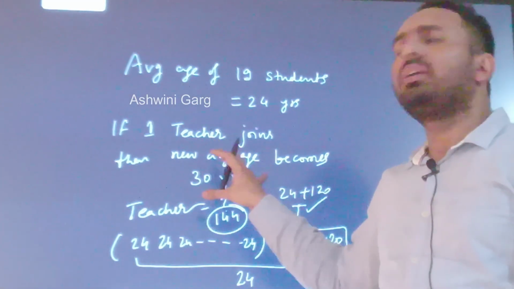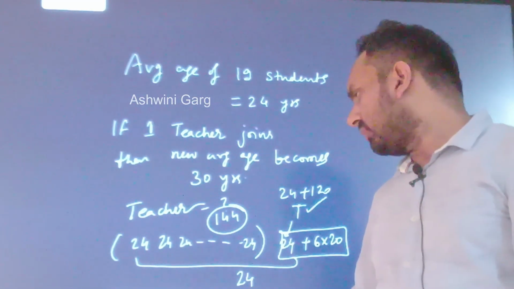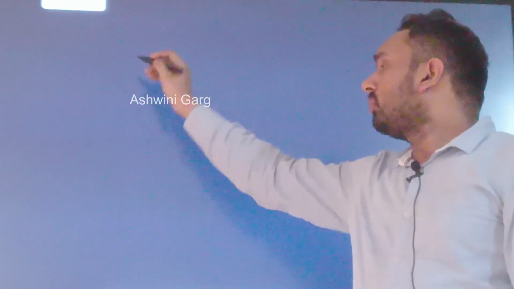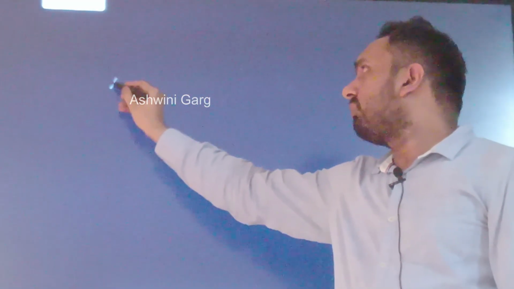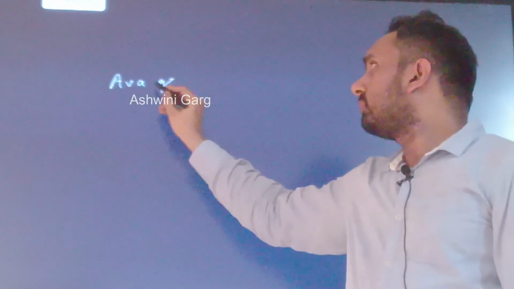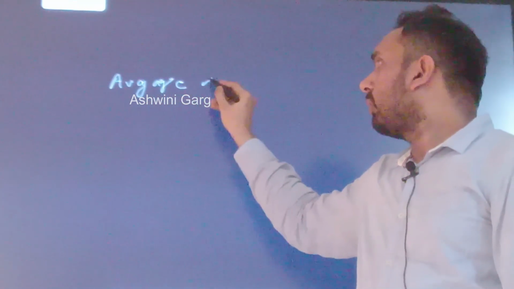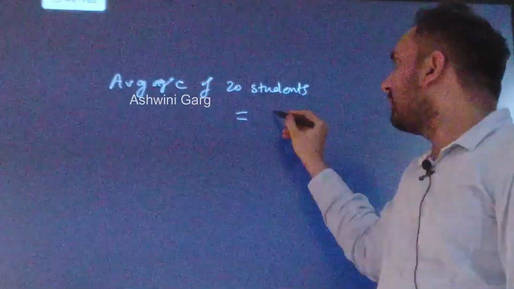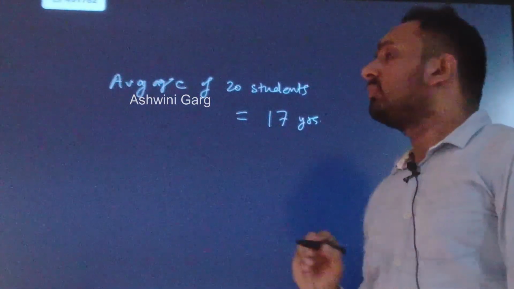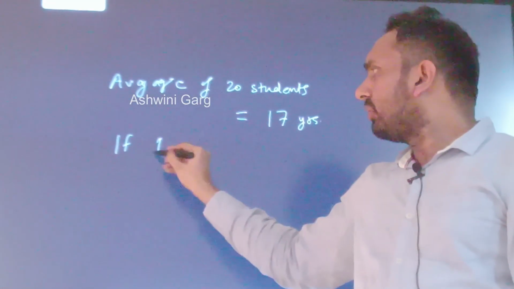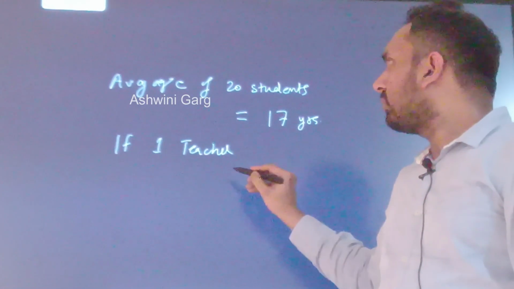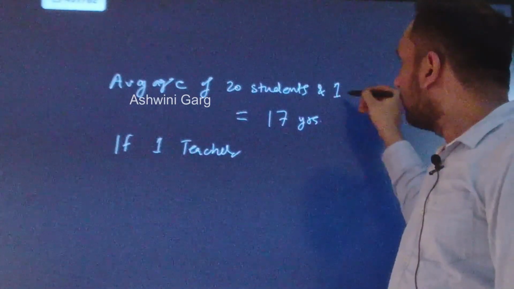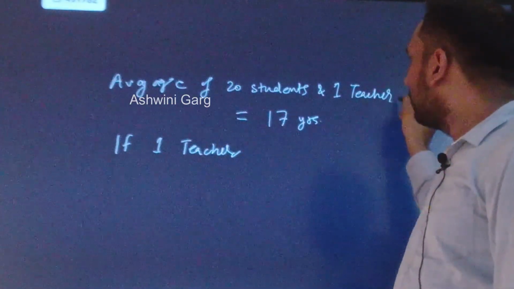Now this part we did is inclusion. Let us now come into exclusion. So let me take one example in exclusion also. So let's say I take this example that the average age of 20 students is, let's say, 17 years. If one teacher left, we can say that the average of 20 students and one teacher is 17 years.